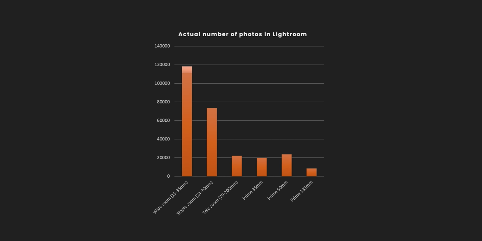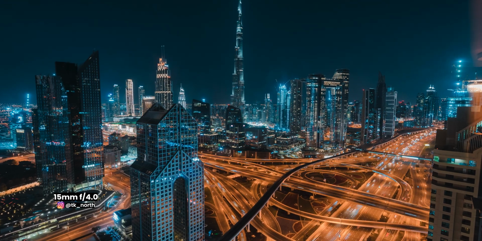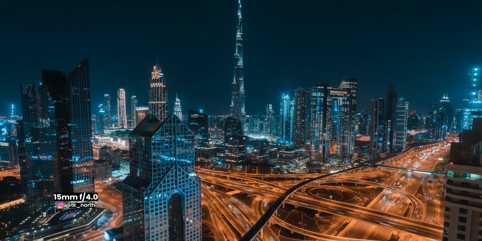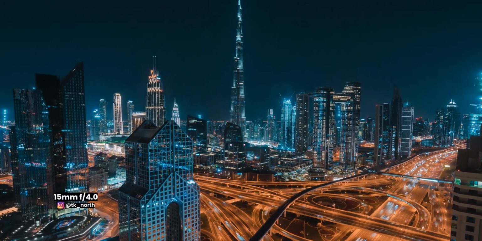But one thing to consider, if you do mostly shoot landscape, architecture, wide cityscapes, things like that, then these two ranges are really likely to be your most used lenses, and you're also not going to need a really wide aperture in most of those situations.